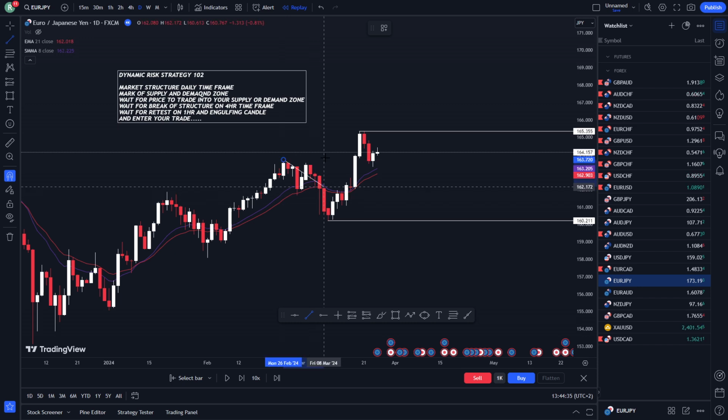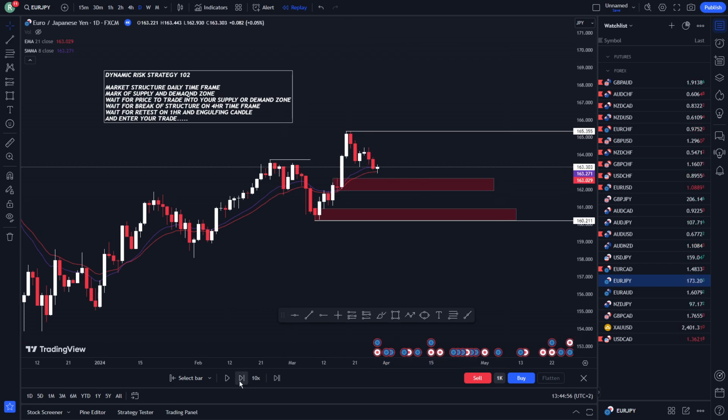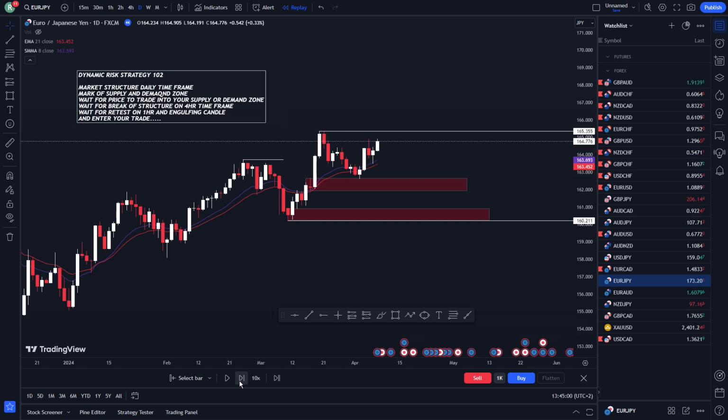So we can see we broke out of this structure, right? We're bullish on the daily time frame market structure. So next we mark our supply and demand zones. We have this area of demand, and we have this one right there. So now we're just waiting for price to come into one of these two zones, and we wait for that structure shift, and we trade it.